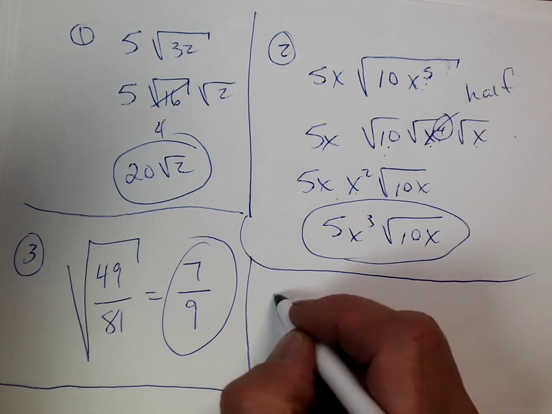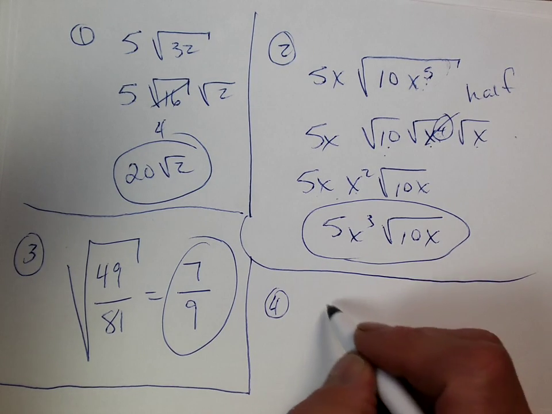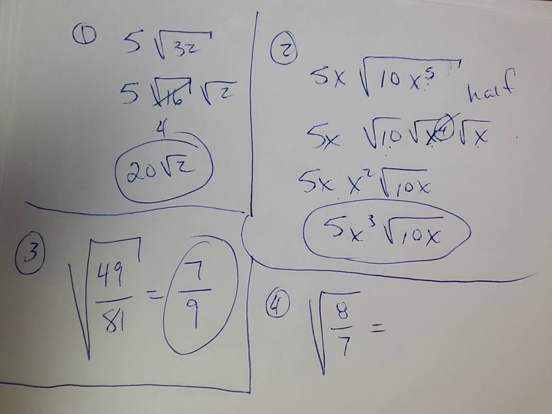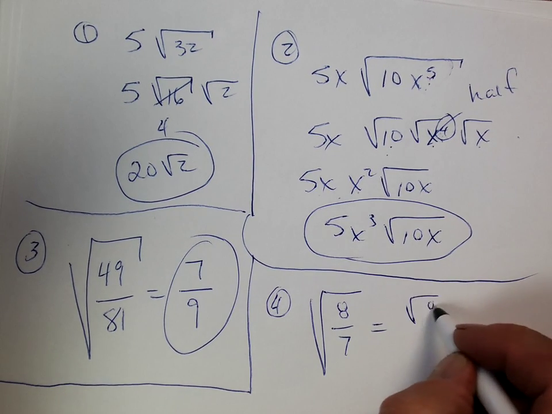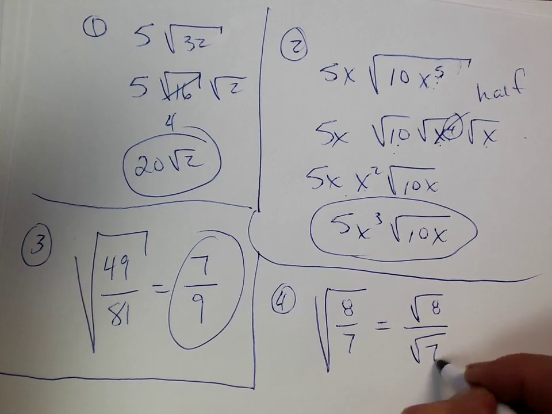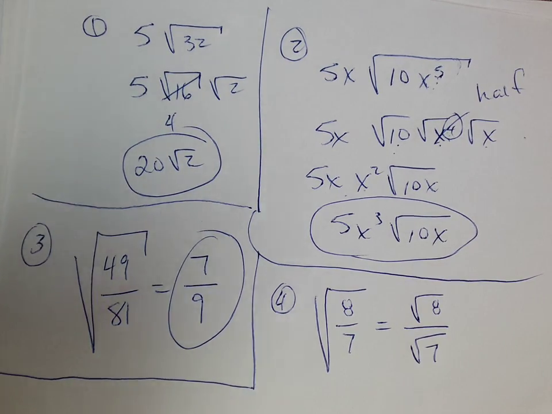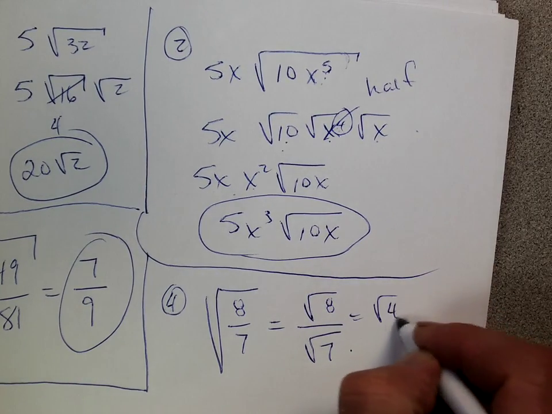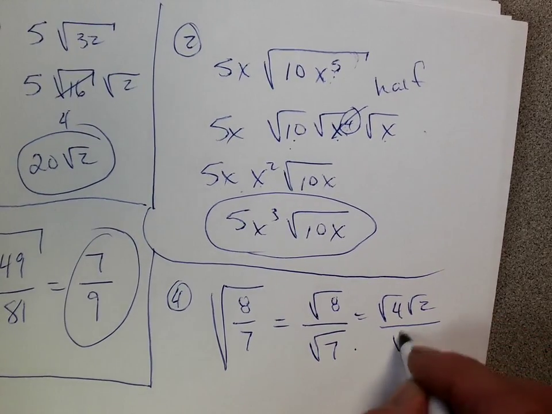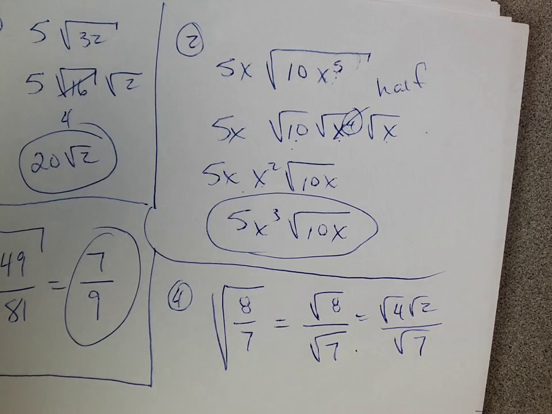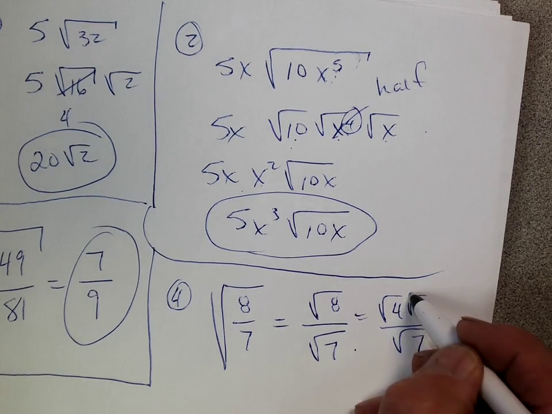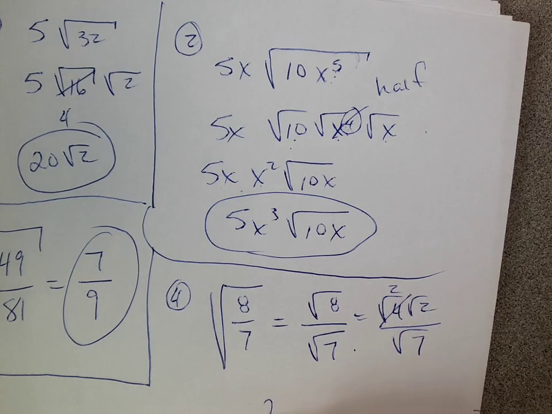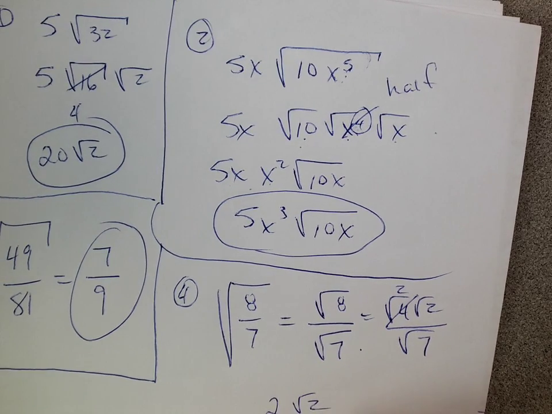Number 4 is a little different because we don't have perfect square roots, but we've got the square root of 8 over 7. So I'll rewrite it as the square root of 8 over the square root of 7. This one's going to take a little bit more work, but we can do it. I got to break down 8. Let's make the square root of 4 times square root of 2, because I want to break down my 8. Square root of 4 is a 2, right? So I'll have a 2 square root of 2 over the square root of 7.